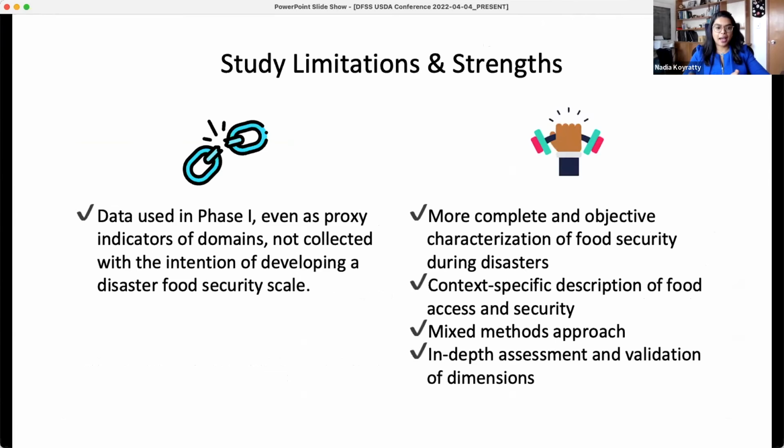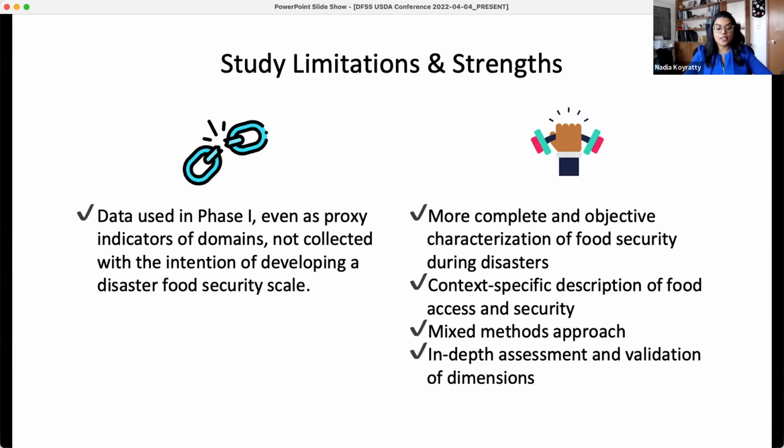Of course, our study is not without limitations. The data in phase 1 from NFACT was not collected with the idea of developing a disaster food security scale, but we have planned to collect more data. And the data that we do have at the moment through the NFACT will allow, and as I have already presented in the results, do already show a more complete and potentially more objective characterization of food security during disasters.